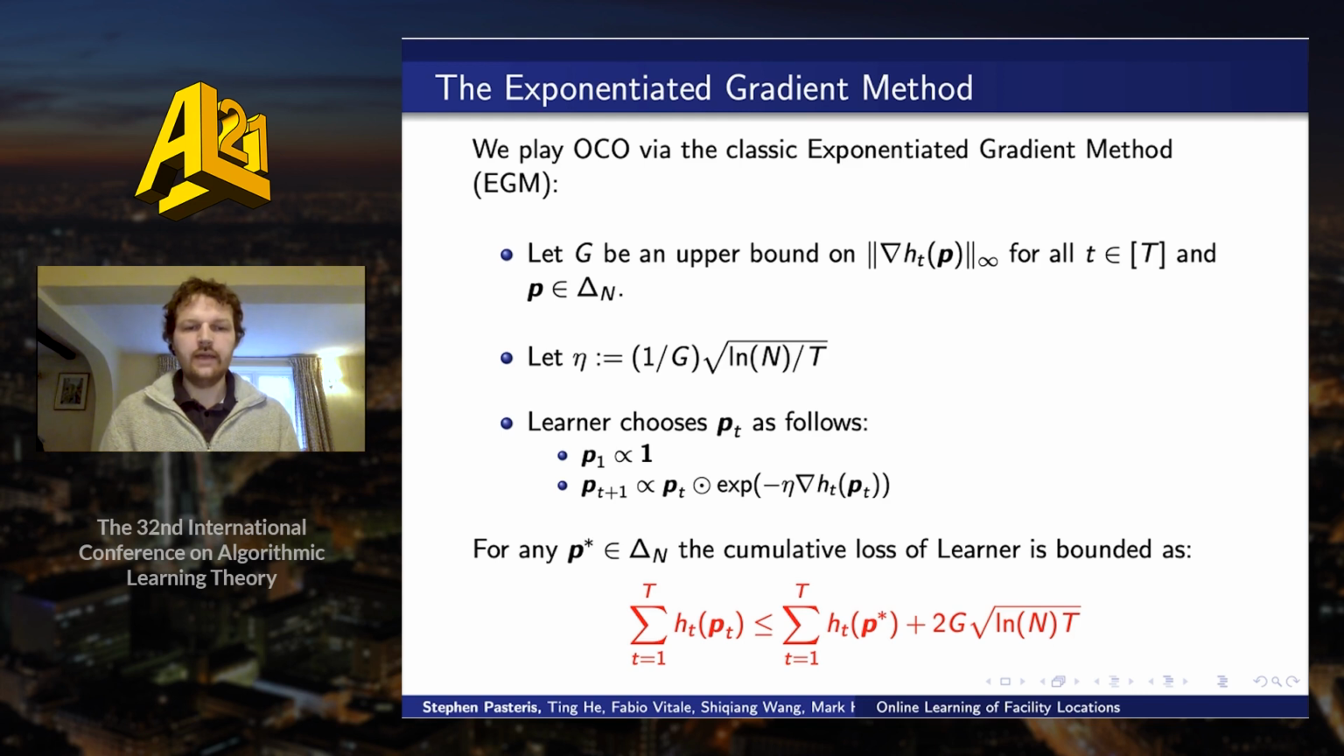The bound for the exponential gradient method is given in the equation in red for any p star in the simplex.